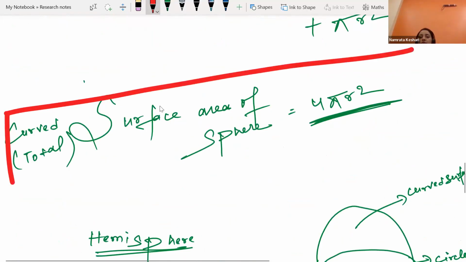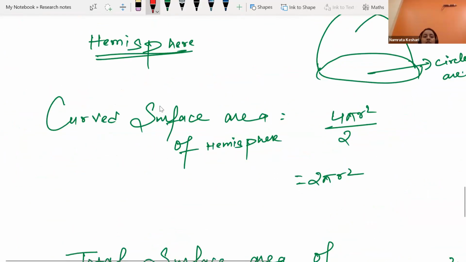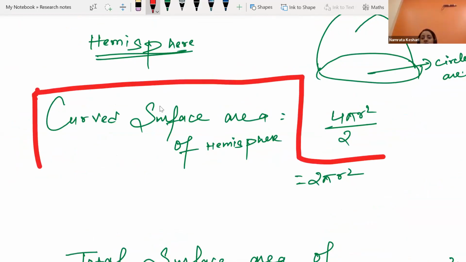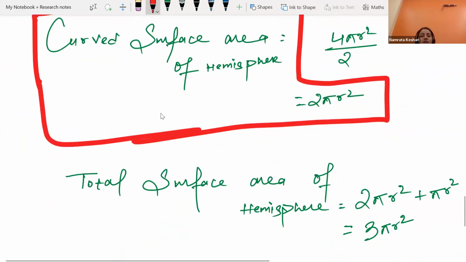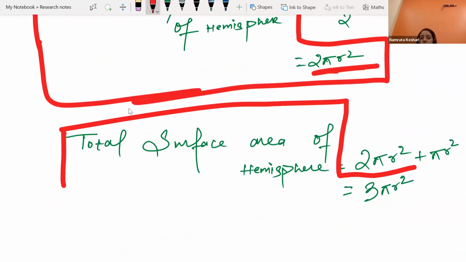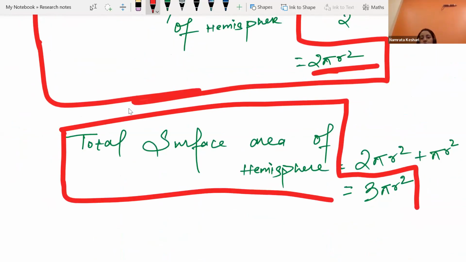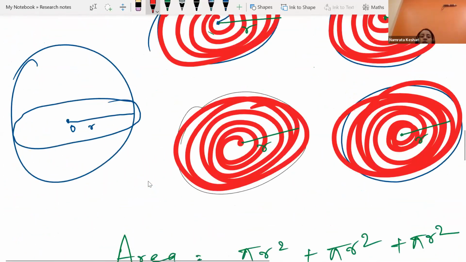Okay, these are the formulas, only the rectangular box one, 4 pi r square, this one is just this 2 pi r square. From where it came you can note it down for your reference, but directly we'll be using this formula. And total surface area formula directly we'll be using 3 pi r square. For your reference you can note it down from where exactly we got it. Okay, so these are the formulas we are having.